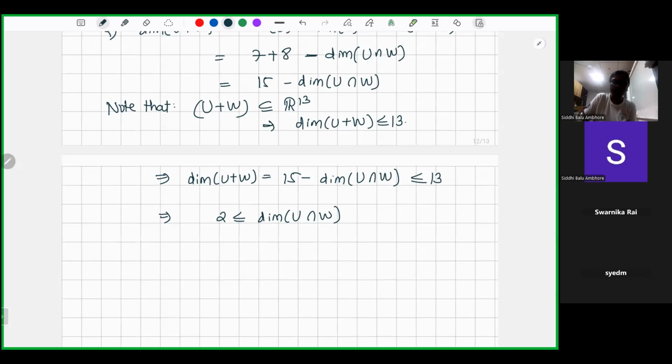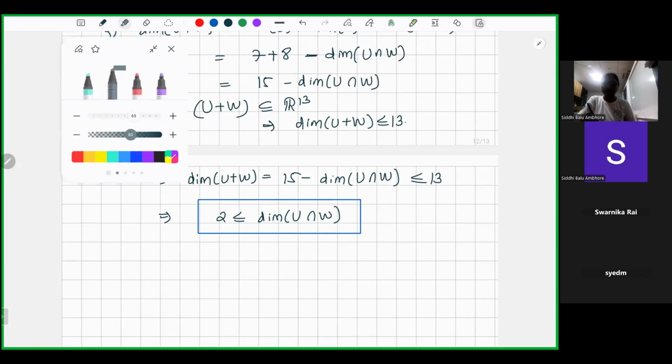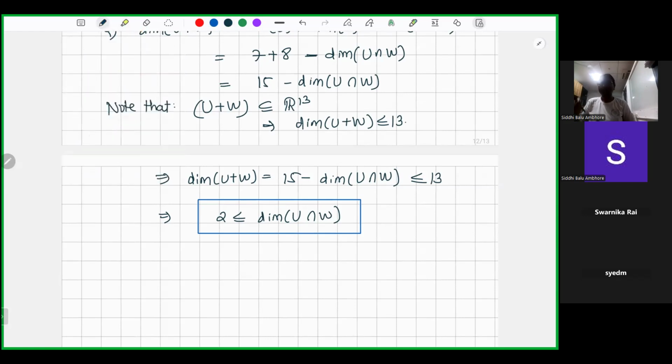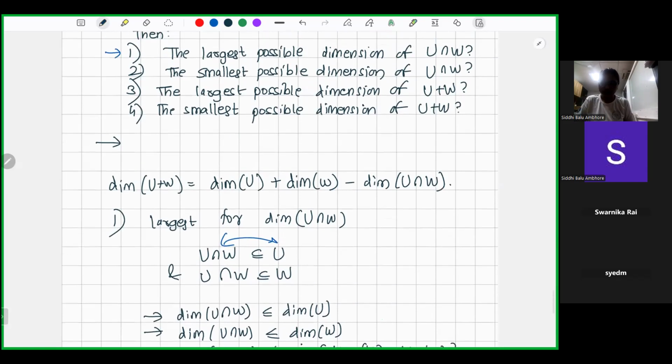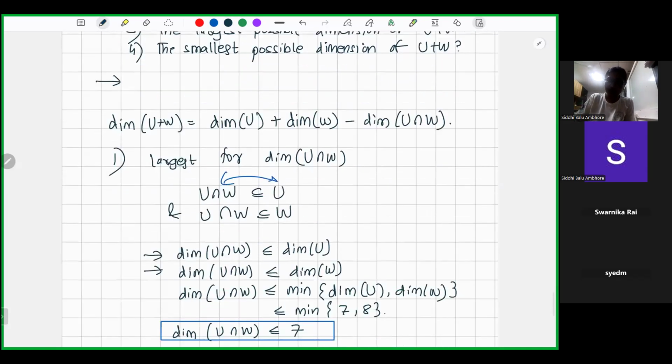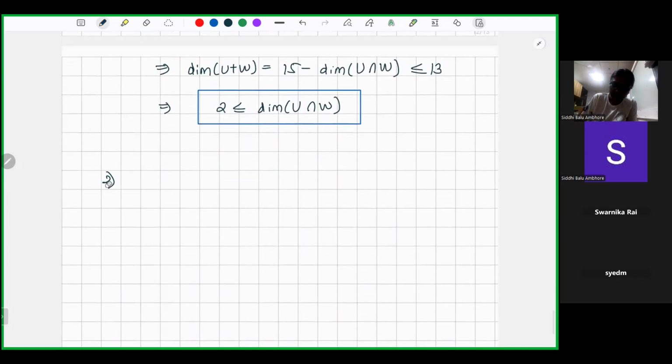So the smallest possible dimension in this case is 2. The intersection will have at least 2 elements in it. Is that okay? Yes. And now we will do a similar kind of thing for addition.